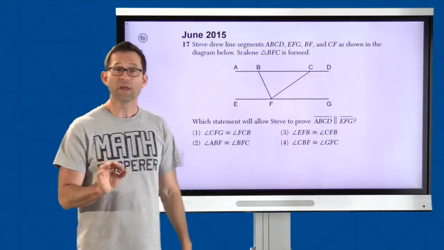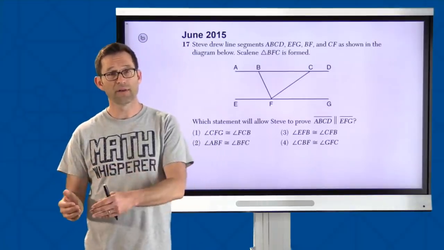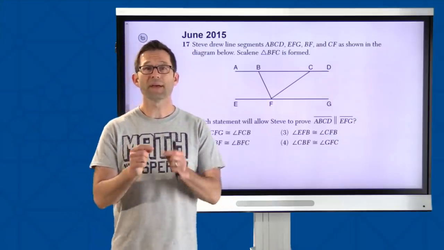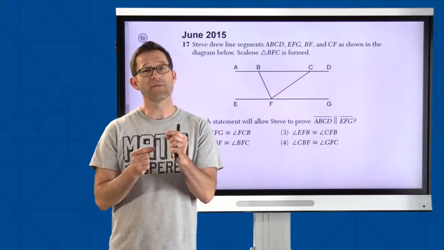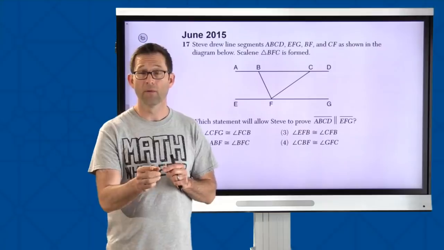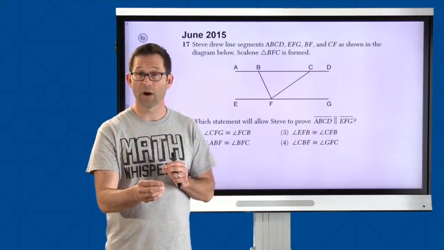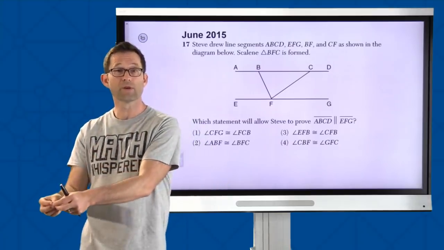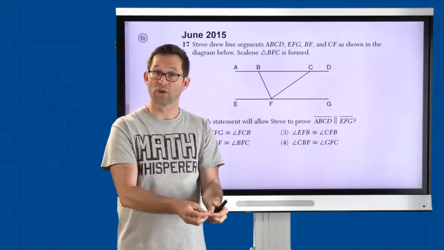Now, what's kind of interesting about parallel lines is if two lines are parallel, then alternate interior angles are congruent and corresponding angles are congruent. But that's actually a two-way street. What I mean by that is that if alternate interior angles are congruent, then the lines have to be parallel. Or if corresponding angles are congruent, then the lines have to be parallel. So you can use congruent angles to prove lines are parallel, as well as having parallel lines prove that angles are congruent.